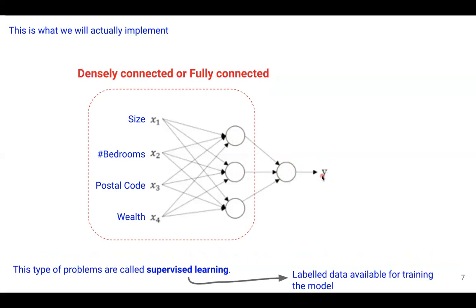Since all the inputs are connected to all the hidden units, this has a name. It's called fully connected or densely connected. And the type of problem that we are discussing here is called supervised learning, which means that labeled data is available for training this model. Labeled data means the actual output is already provided, and the values of each input, x1, x2, x3, x4 in this case, are also provided.